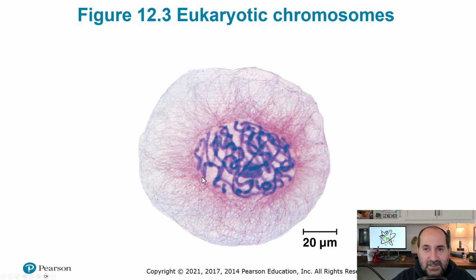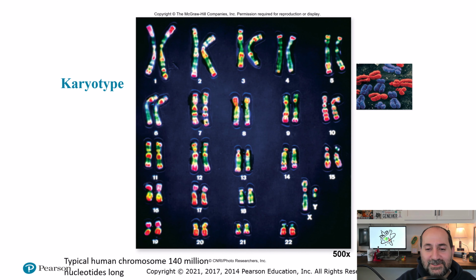Here you can see a eukaryotic cell where the DNA is visible, and you can see the chromosomes inside of the nucleus. All right, so let me share with you in this image what's known as the lab procedure karyotyping. Here a scientist would lay out every chromosome side by side. These are the 46 chromosomes of a human being.